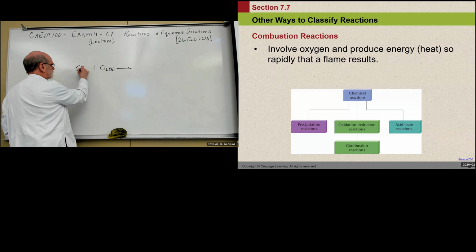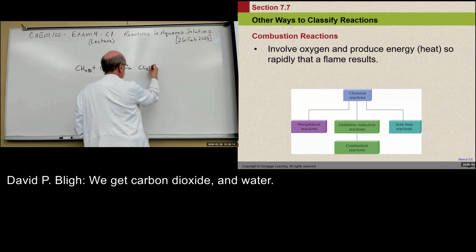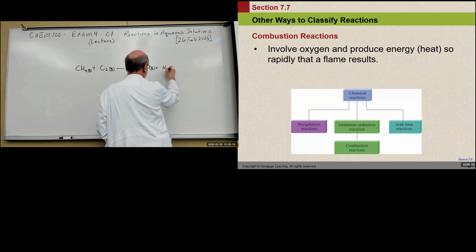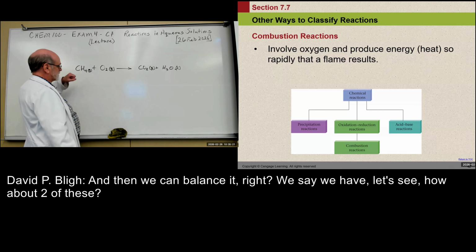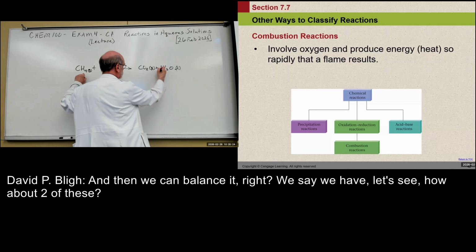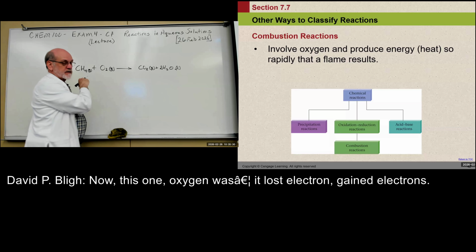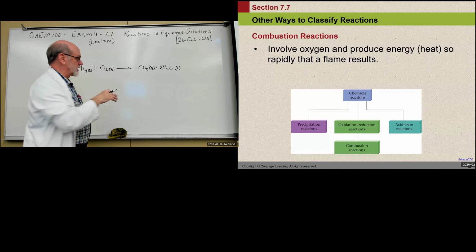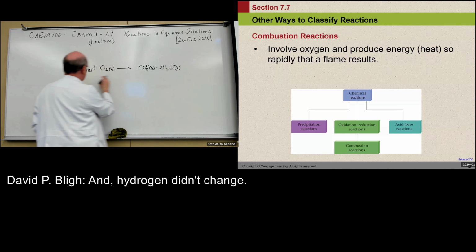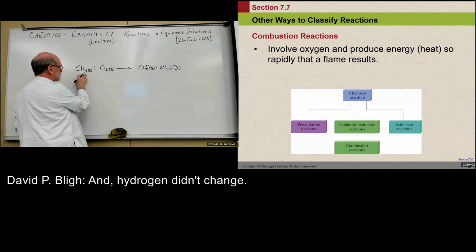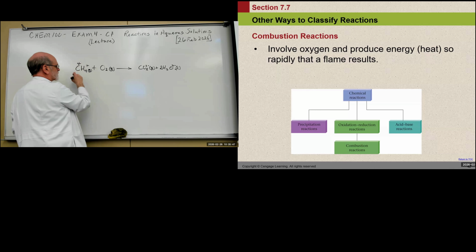Example. We use methane. We get carbon dioxide and water, right? And then we can balance it, right? We say we have, let's see, how about 2 of these? That'll do it. Now this one, oxygen gained electrons, right? Because it's 2- on this side, 2- here. And hydrogen didn't change, but carbon in this one is a 4-.